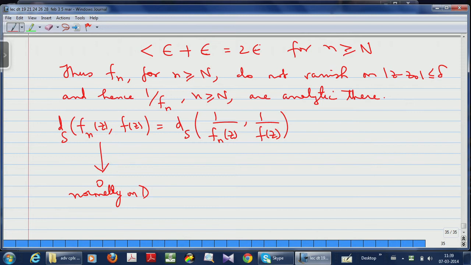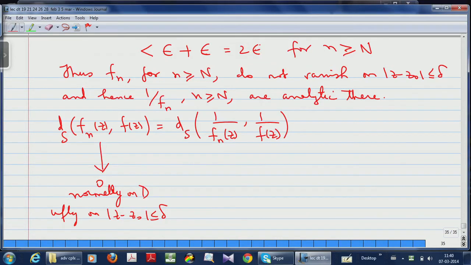But that quantity is equal to the quantity on the right side. But there is a small thing. The quantity on the left side goes to 0 normally on D, so it goes to 0 uniformly on |z - z₀| ≤ δ, because it is a compact subset of D. Let me write that. But this equality that I have written is valid everywhere; the only problem is that I want the 1/fₙ's to be analytic, and that does not happen everywhere. That happens anyway on |z - z₀| ≤ δ. So I am worried about the equality only in |z - z₀| ≤ δ, because the 1/fₙ's are analytic there, for n greater than or equal to capital N. 1/fₙ converges to 1/f.